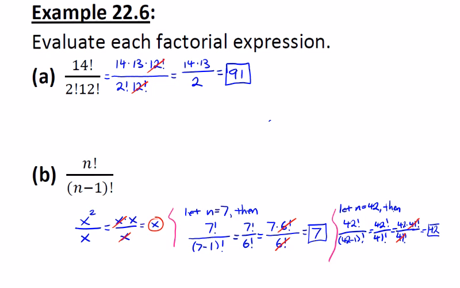So going back to the general statement where I don't have a specific value to plug in, I'm going to take the numerator and do a partial expansion, and I'm going to call it n times n minus 1 factorial. Then the denominator already has an n minus 1 factorial in it, so I can cancel the n minus 1 factorials, leaving me with an answer of just n.